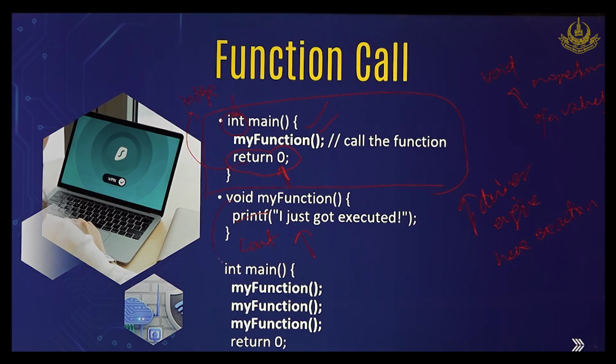We have the return type of void. It does not return anything. The function is not returning anything. The name is my function. The my function word is confusing, so you may change it with simple print. You may change the name of the function.